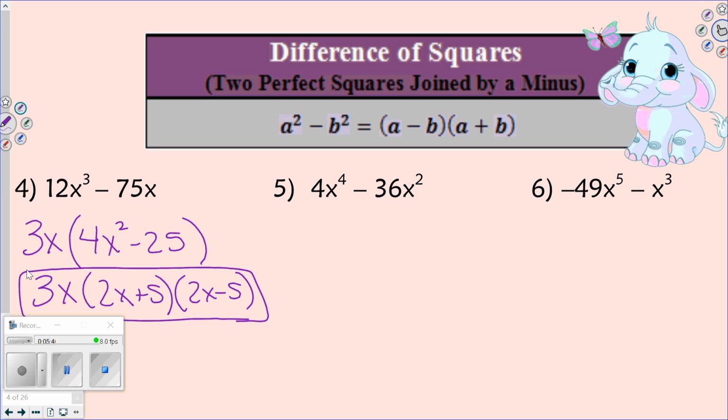All right, let's skip 5, jump to 6. GCF? Good. Watch your signs. What's left?